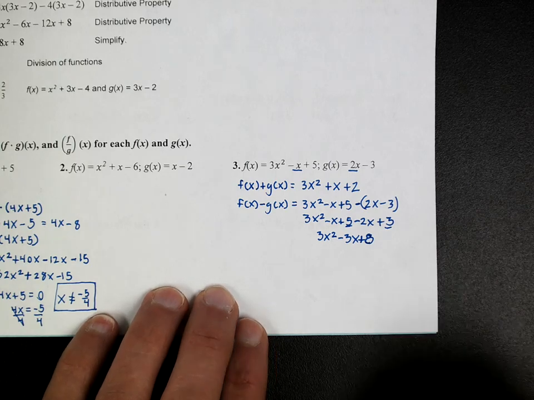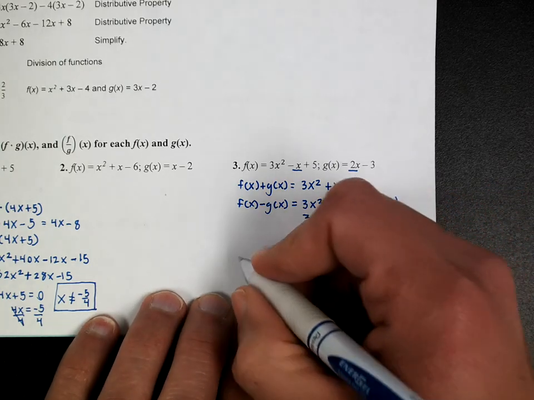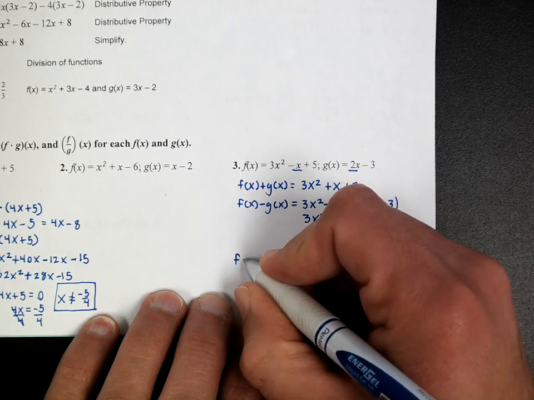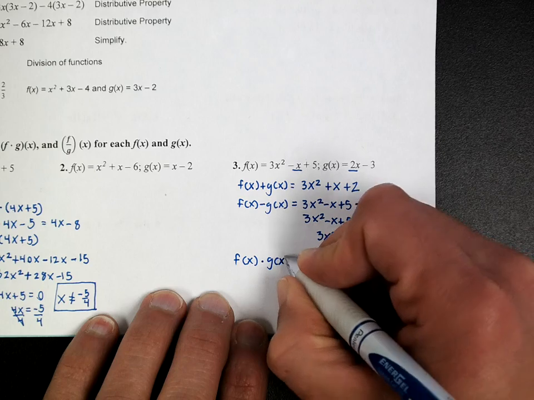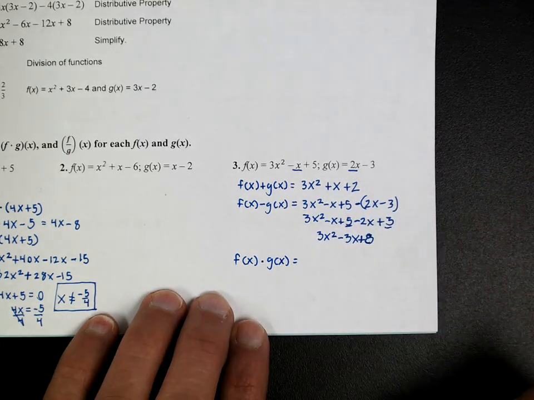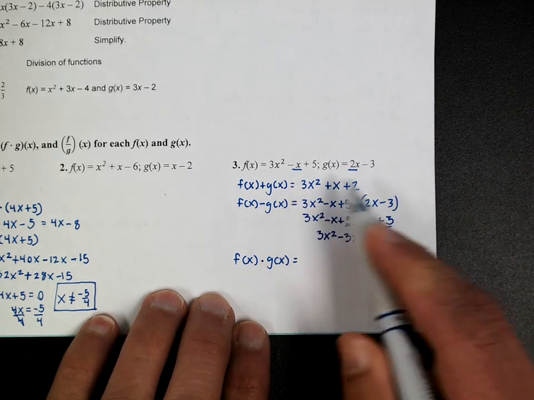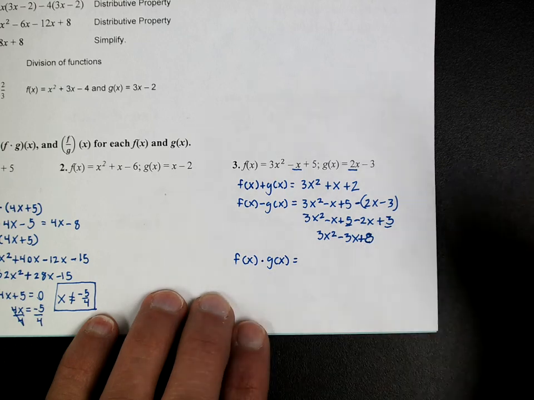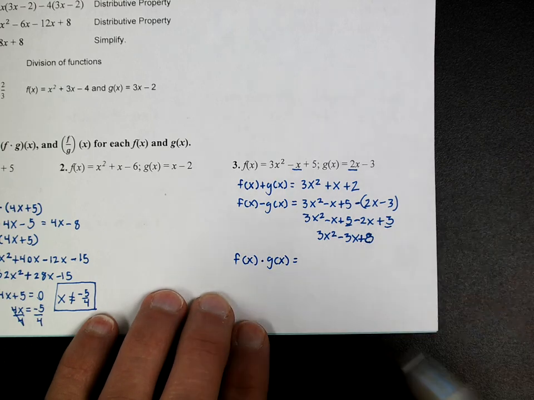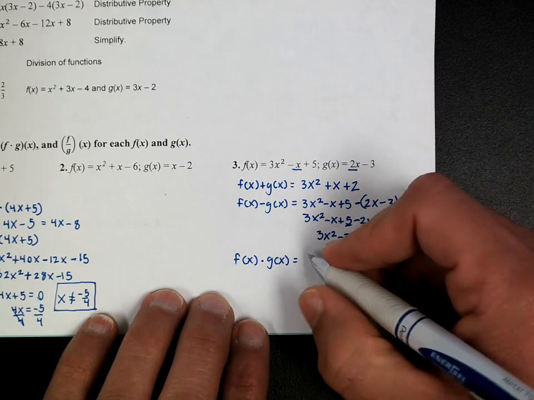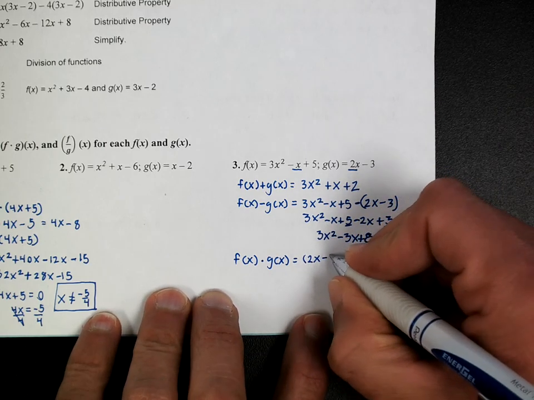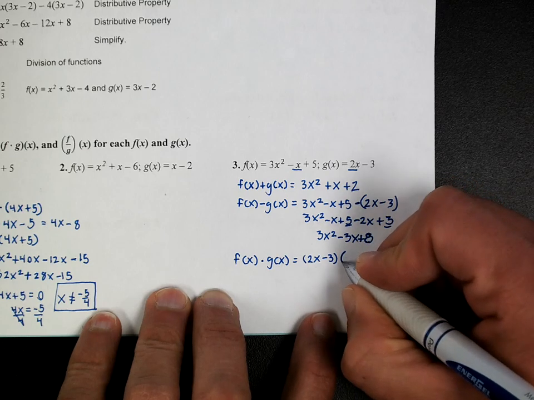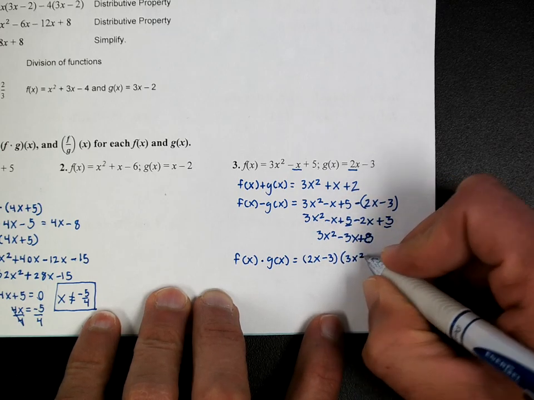Now let's go to f times g. F of x times g of x. So what that means is you're going to multiply, right? So you're going to multiply these two together. Now remember, on this one you can do either the box method or just go ahead and multiply that out, just distribute twice. In this case, I think I'm going to go ahead and just distribute twice. But if you do the box method, that's fine too. It works.